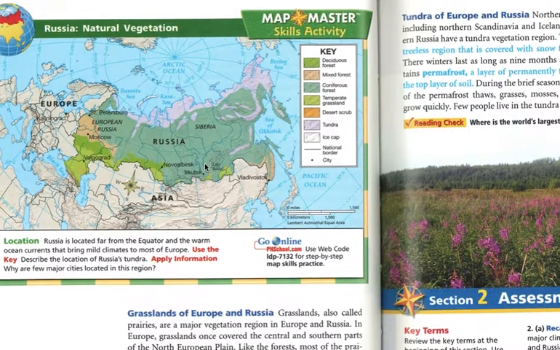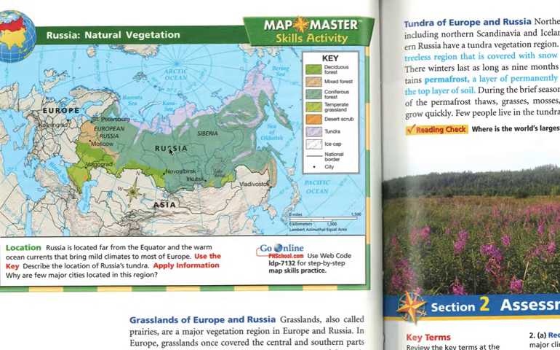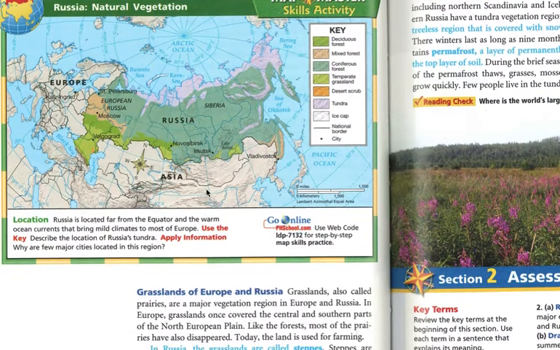Here you can see Russia's natural vegetation. Mainly coniferous forest, some mixed, deciduous down south, kind of like the US and Canada. US is more deciduous, Canada is more coniferous with some mixed in between. Then up north of that you have tundra, where you can't even grow trees.